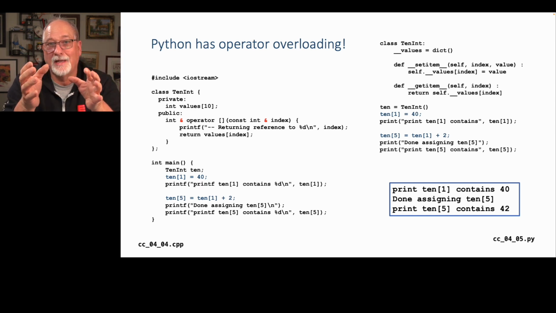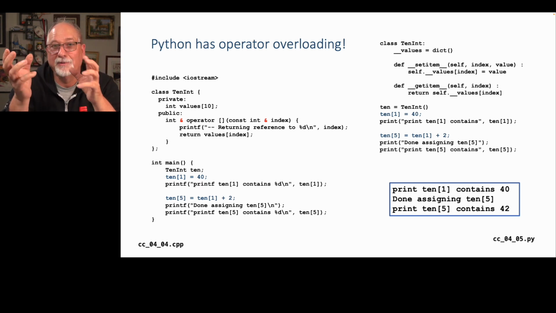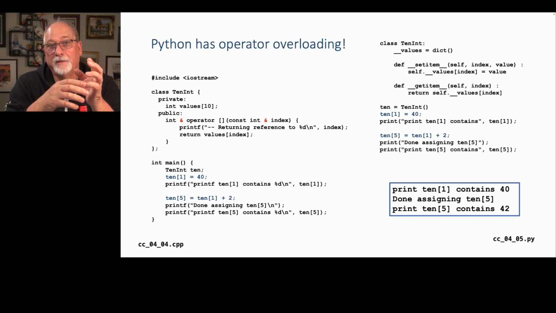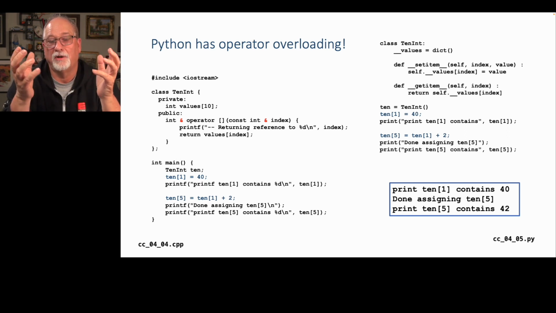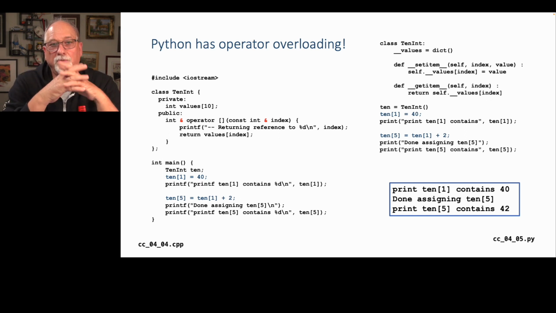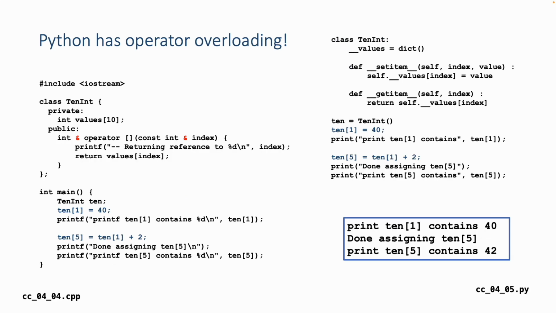And Python turns out to have almost identically implemented operator overloading as C++, but we don't see it. It's all internal. You have to kind of look. So on the left-hand side, that's the code that I just got done going through. That's the C++ code that has the private values and then the public operator overload. And now if we look on the right-hand side, we see a class TenInt, and I'm creating a double underscore values, which is values private, as a dictionary. And then I'm going to define the setItem. So this is like a private method called setItem, and then a private method called getItem.